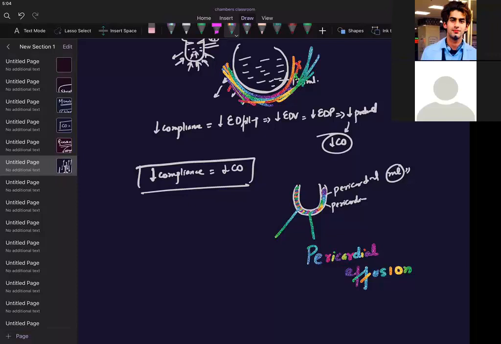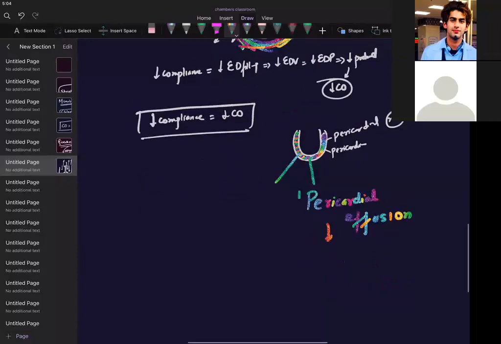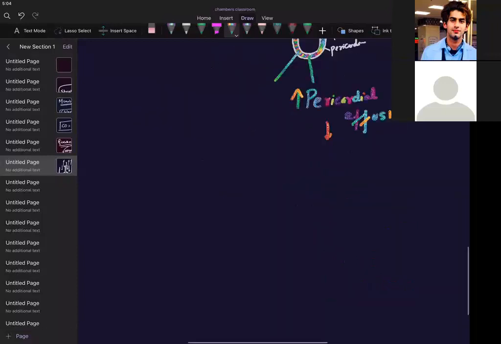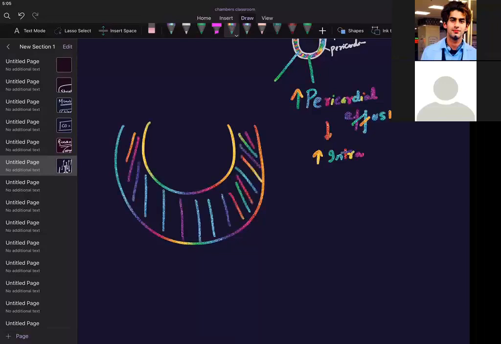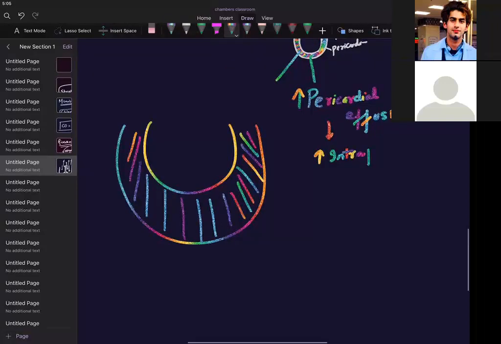So with a larger pericardial effusion, what will happen? You will increase the intrapericardial pressure. We are talking about this space around the heart, this pericardial cavity. So you are increasing the intrapericardial pressure. Once we increase the intrapericardial pressure in the pericardial cavity, what will happen?